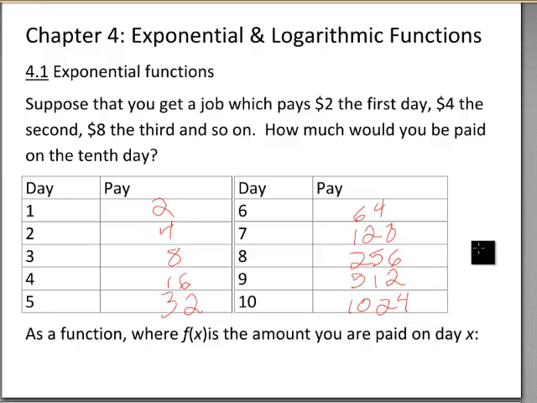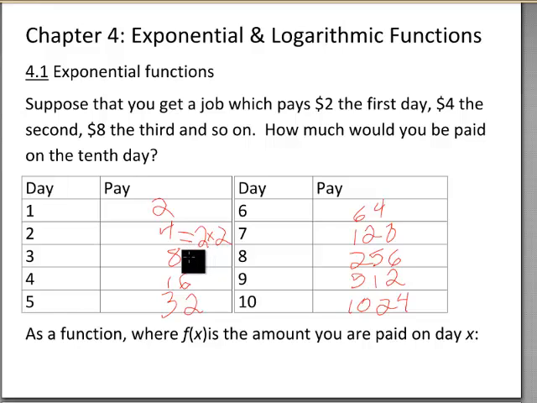The drawback here is that we don't know what we'll get paid on, say, the 57th day, without knowing what we get on the 56th, and so on backwards. However, if you look at this here, we have 2, that was our starting point. To get 4, we took 2 times 2.